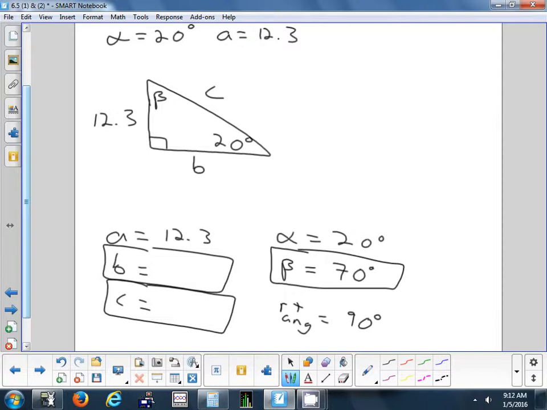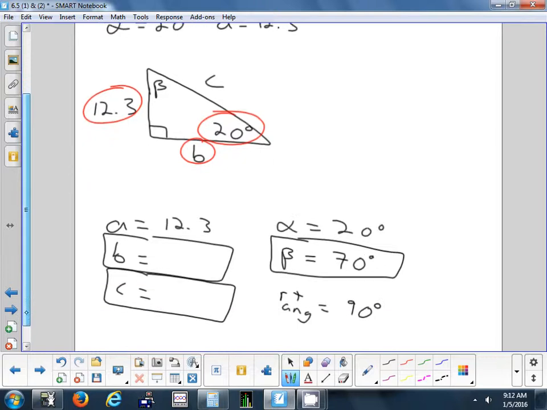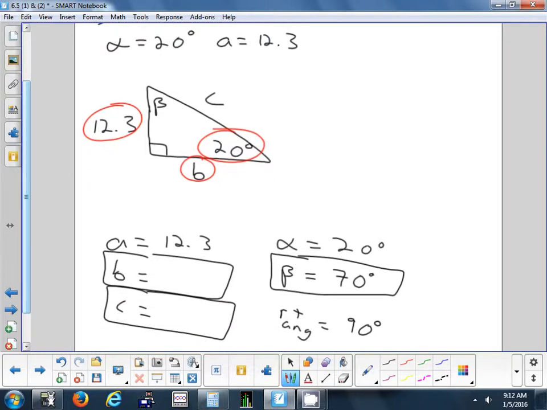All right, so B or C? Tyler, which one do you want to do next? B. All right, so Tyler wants to do B. I'm not going to use that 70. I'm going to use the two things we were given. Does it matter whether we pick to find B or C first? No, they're independent of each other. So we're not going to use B to find C, and we're not going to use C to find B. So they're separate.